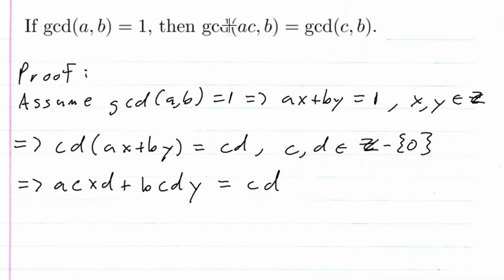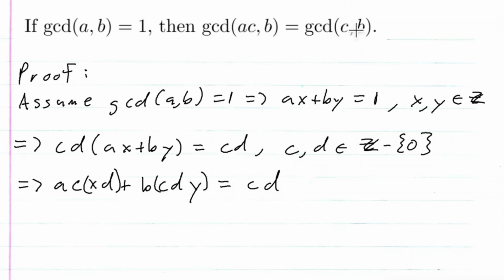Now, I have the linear combination for AC and B, right? AC and then XD. X is an integer and D is an integer. So that's AC times an integer plus B times CDY. All these are integers, so their product is an integer. So I have AC times an integer plus B times an integer, which is the GCD of AC and B.